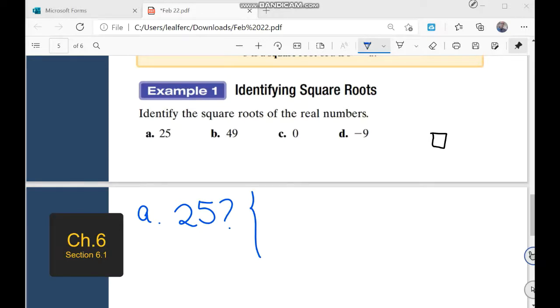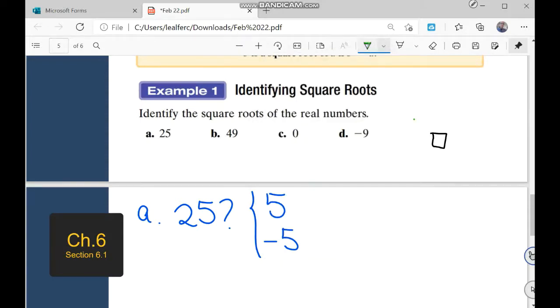And that means all the numbers whose square is equal to 25. So 5 is the right answer, one of the right answers. Another answer is negative 5. Yes, thank you. Negative 5 is another answer. So the square roots of 25 are 5 and negative 5.